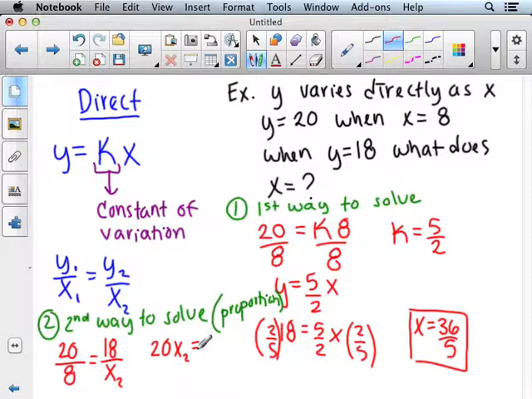18 times 8 is 144. Divide by 20, and we get the same answer. We get that x equals 36 over 5. Same thing. So whether you solve using a proportion, which I think is easier, it's less work, or you solve by finding k and plugging back in, you get the same thing. So that's direct variation.